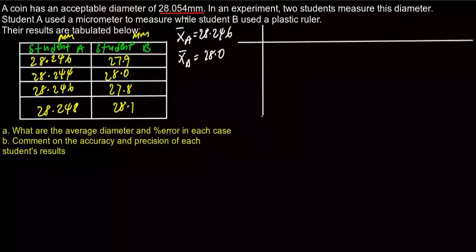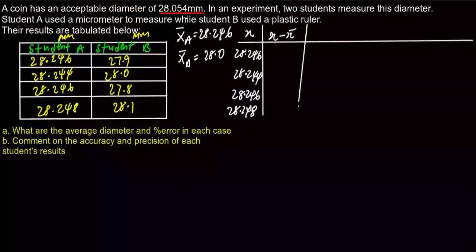Okay. Let me do this for student A. This is student A. The values are 28.246, 28.244, 28.246, and the last one is 28.248. So after that, I'll get x minus x bar. This is for student A. Don't forget that. So if I subtract that, this is what I should get.